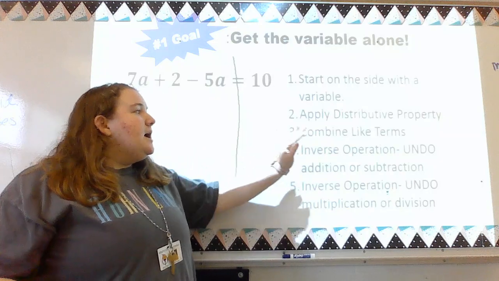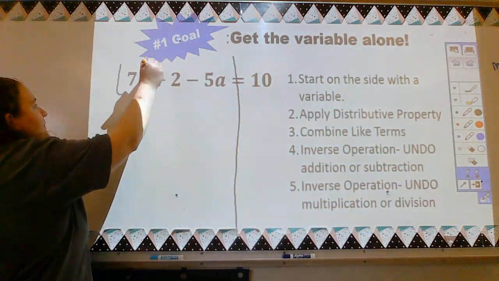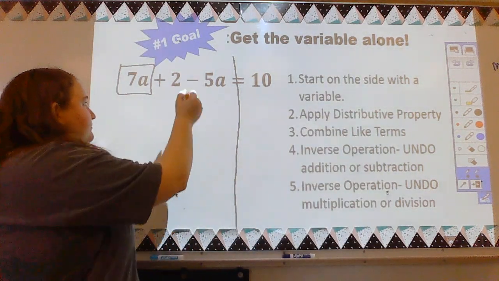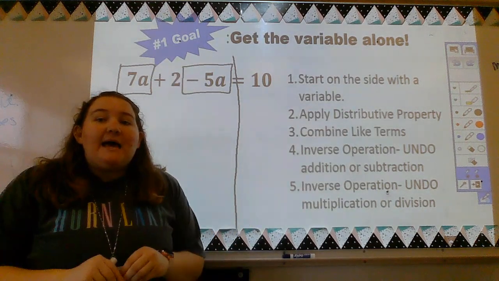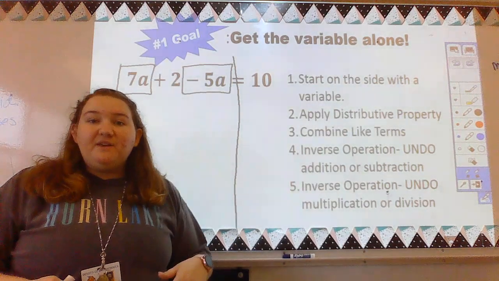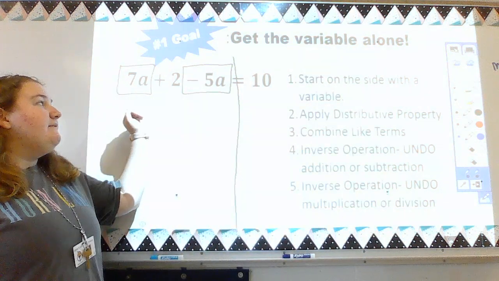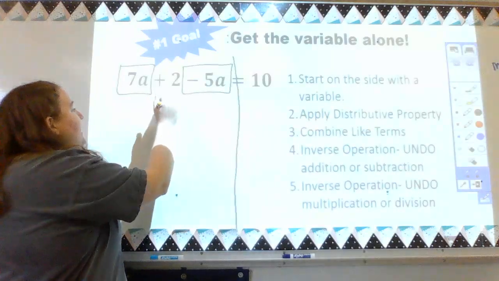Now, number 3, combine like terms. 7a. Does 7a have a buddy? Yes. Negative 5a. So we're going to combine the coefficients. Remember, a coefficient is the number in front of the letter. So 7 minus 5. 7 minus 5 is 2, so I have 2a.